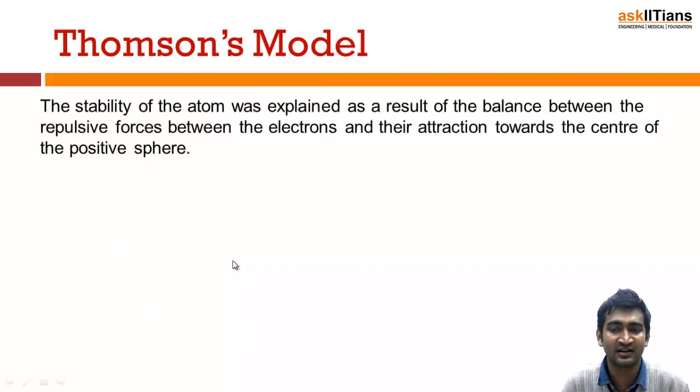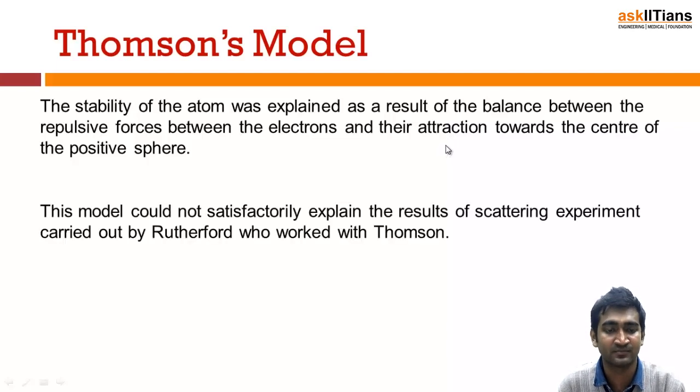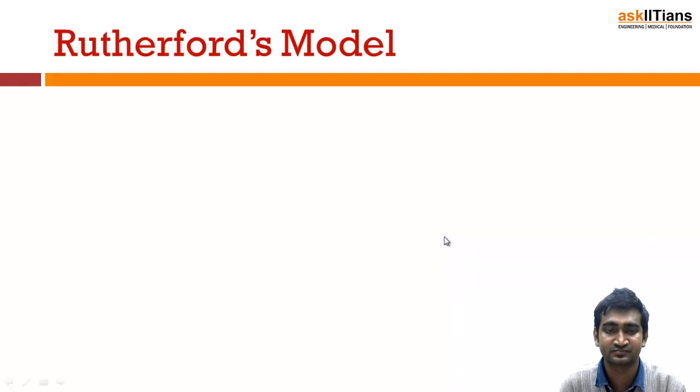But how he was trying to explain the stability: he said that it is a result of the balance between the repulsive forces of electrons and their attraction towards the center of the positive sphere. But this model couldn't satisfactorily explain the results of the scattering experiment which Rutherford conducted. So now let's see what the Rutherford model of the atom is.